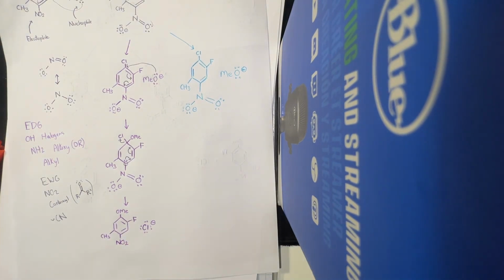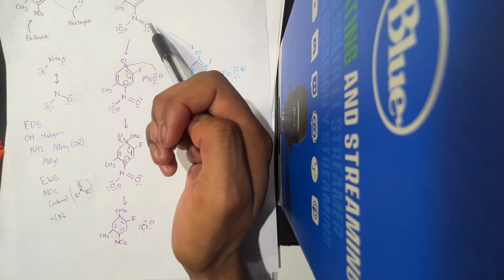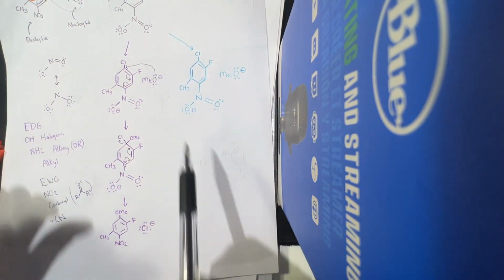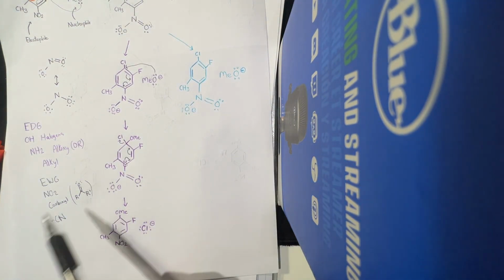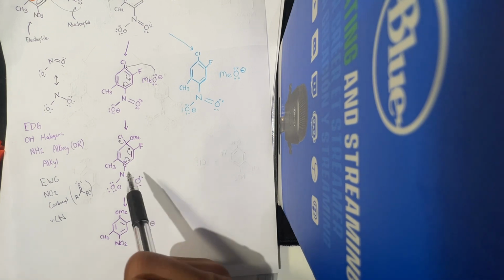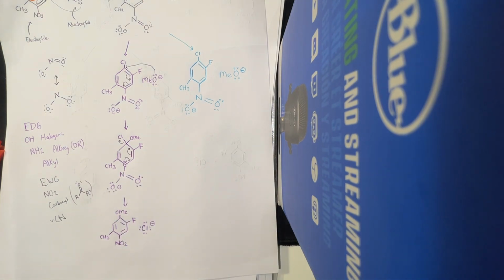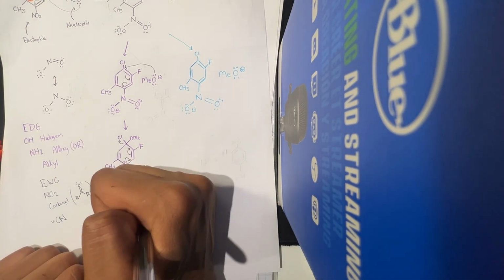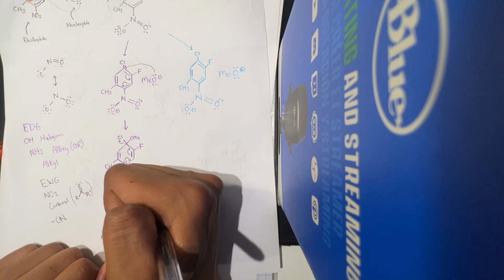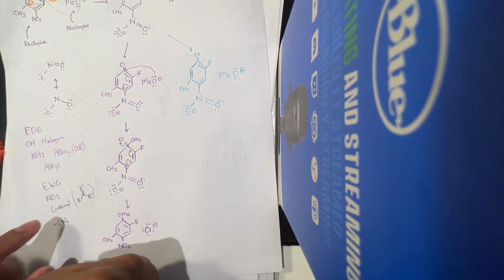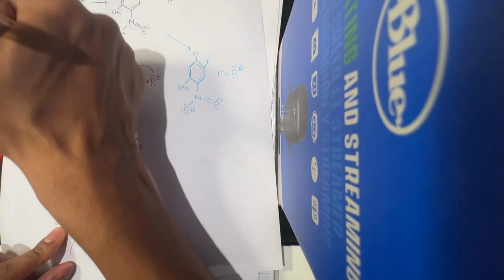Okay, so that is going through the mechanism where we end up with a lone pair forming on this carbon, forming a carbanion. And that is the Meisenheimer complex.